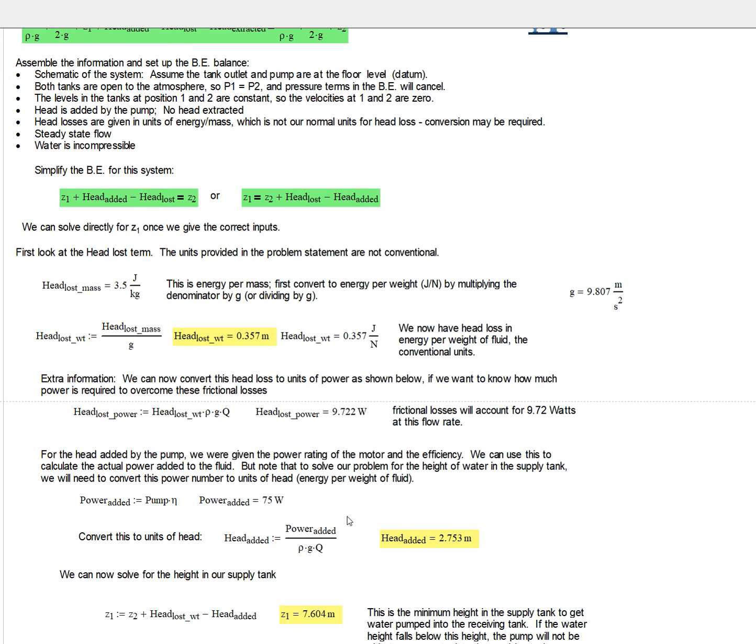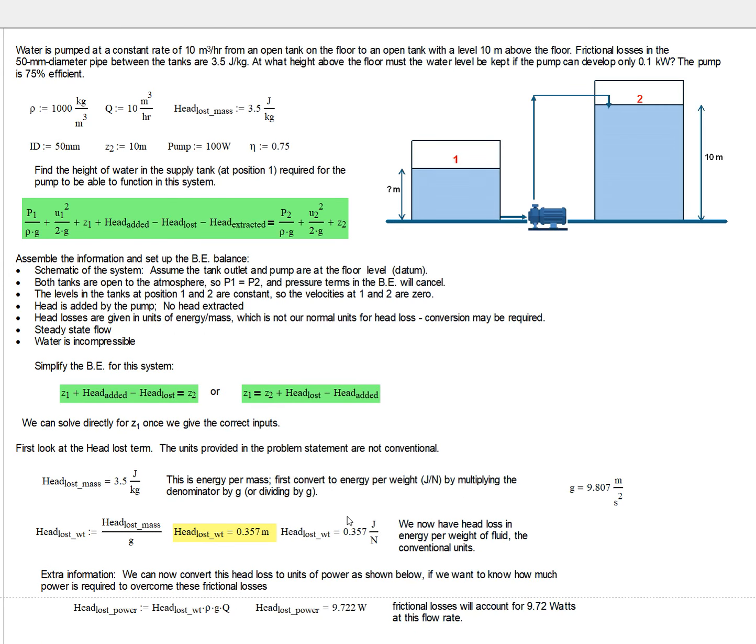So this problem is a relatively simple problem. No horrendous details in the piping because those head losses were given to us. A lot of this was an exercise in understanding how the units and dimensional analysis work in these process fluidic questions.